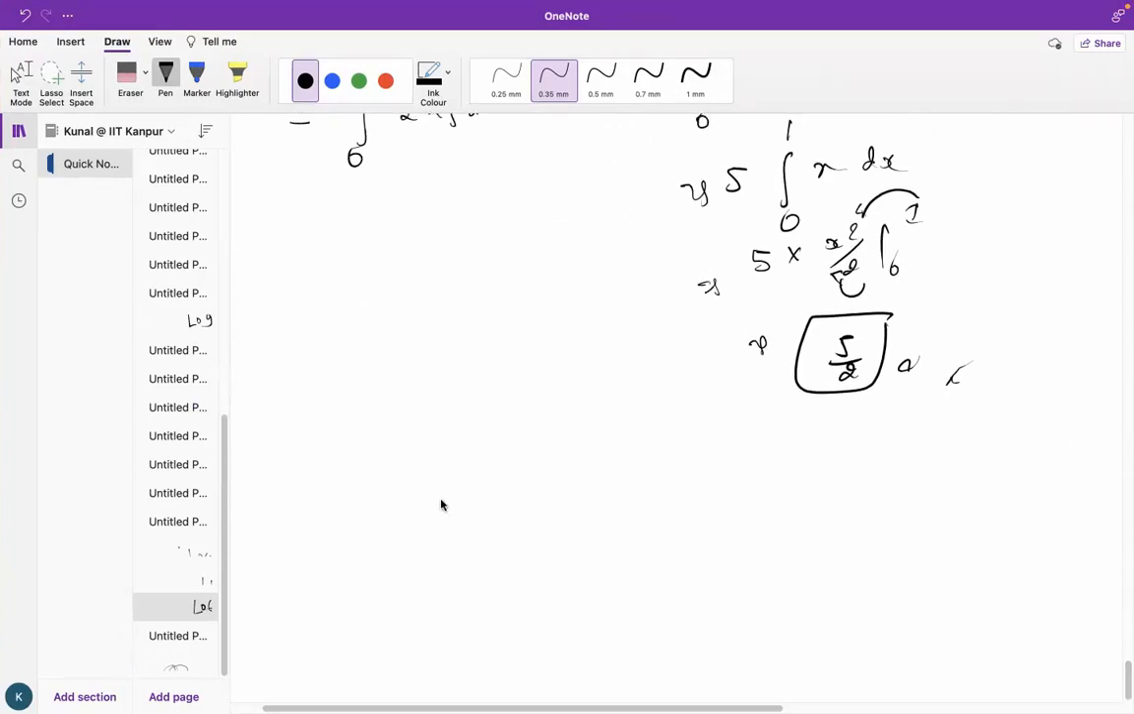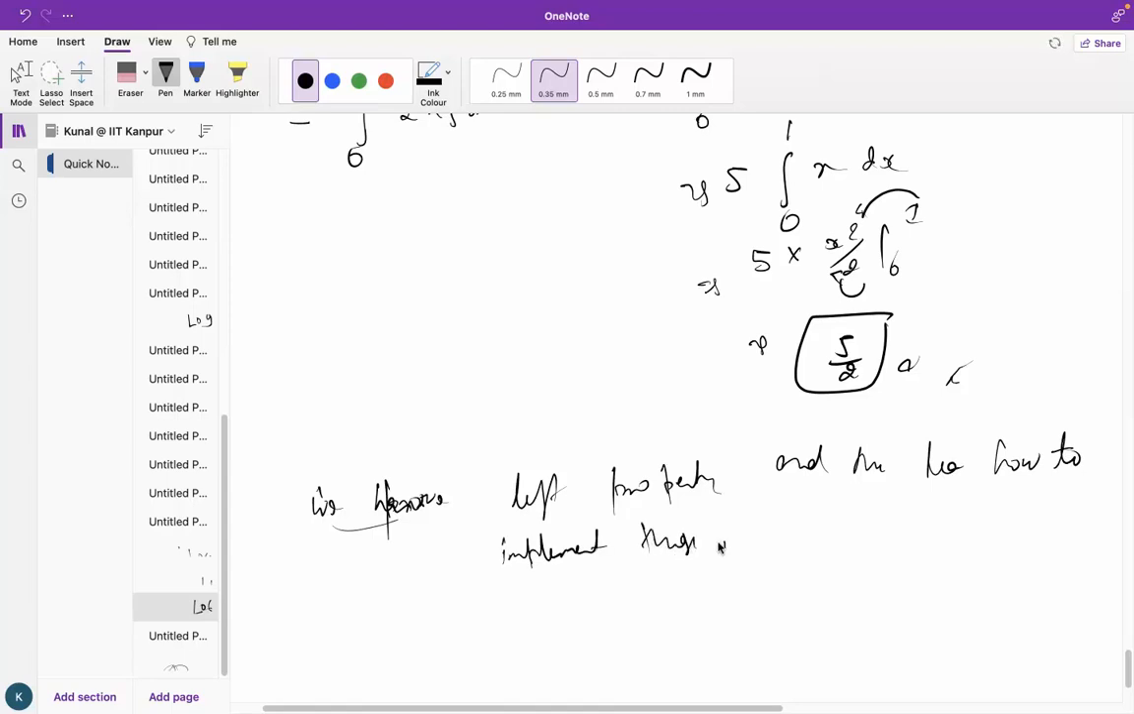So in the next class, we will prove the remaining properties, learn how to implement those, and then move on to the next topic. I hope you all understand what I'm trying to say.